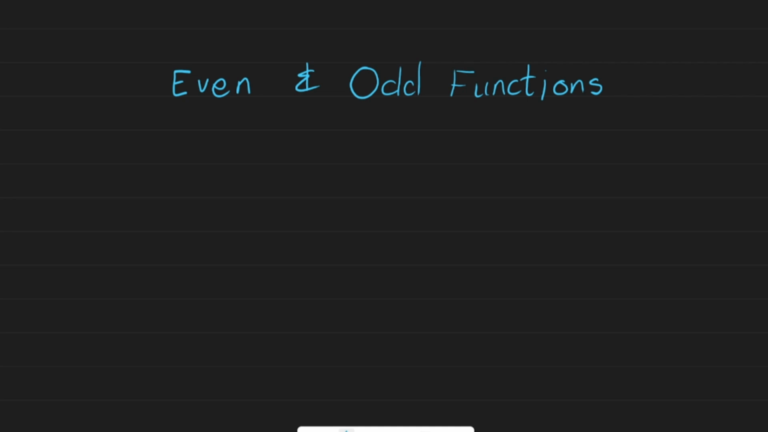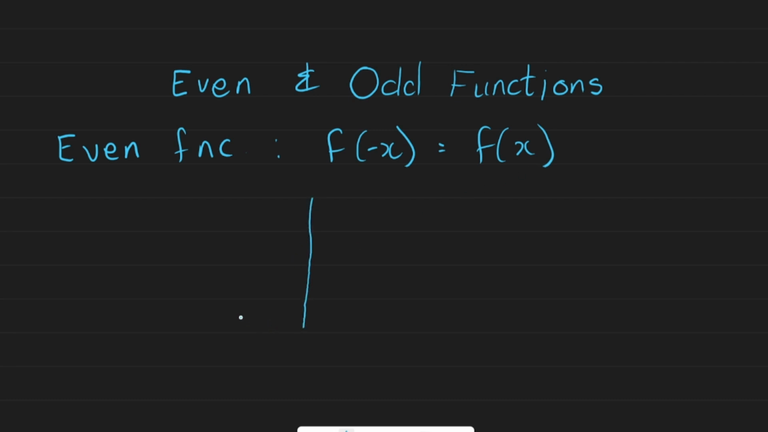So let's do a quick revision of what even and odd functions are. We can start off with even functions. An even function is a function where if we substitute minus x into the function, we get f of x. The simplest illustration of this is to consider y is equal to x squared. So just a parabola.